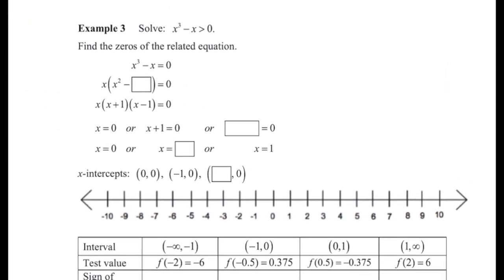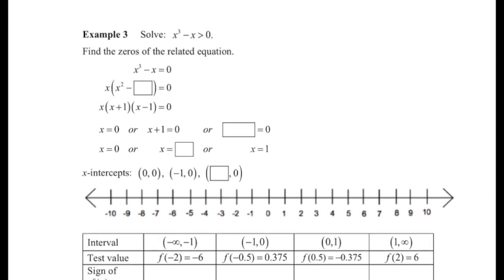Let's try another example here. Here we have x cubed minus x. We're looking for values of x that are greater than 0. So let's go ahead and factor this as best we can. I see that they both have x as a common factor. So when I factor out x, I have x squared minus 1.